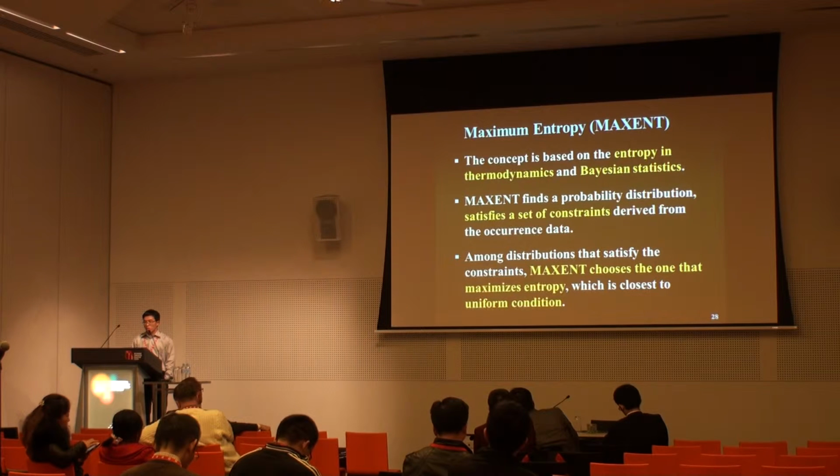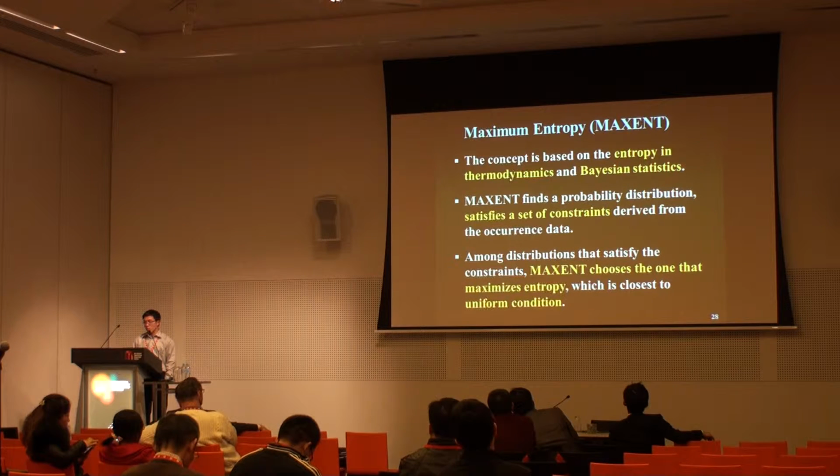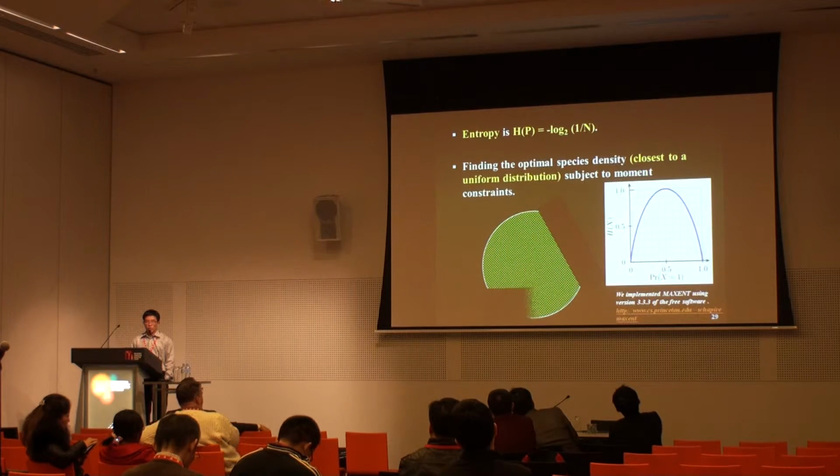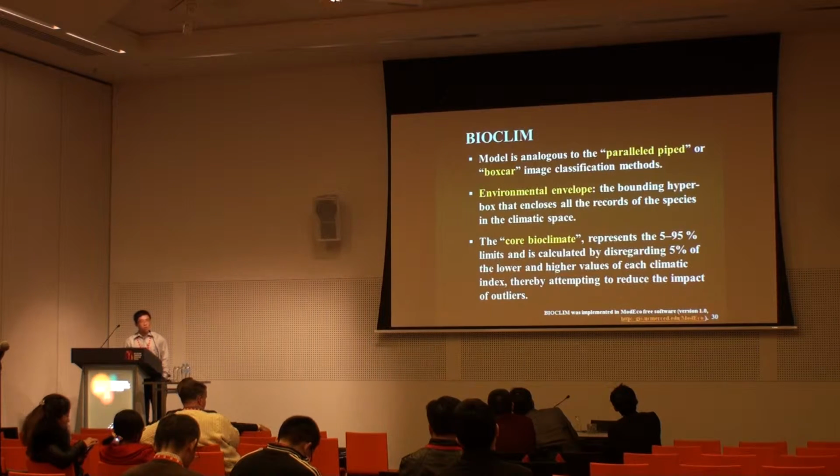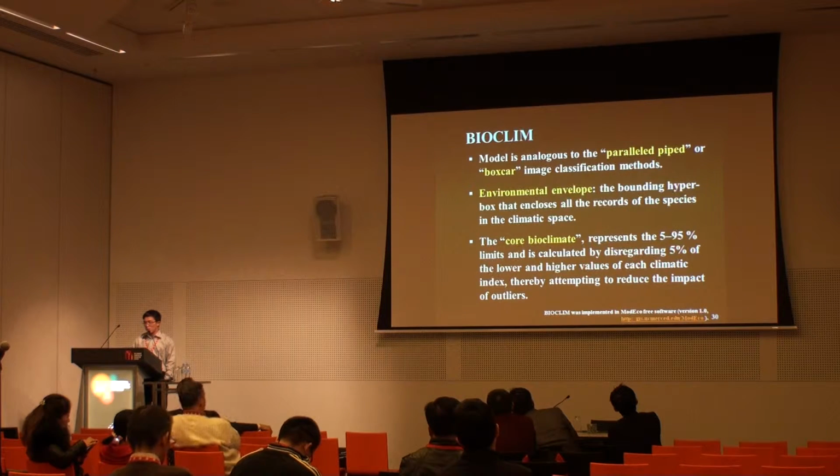And the maximum entropy, the entropy is based on the entropy in thermodynamics and Bayesian statistics. And it makes us choose the one that maximizes entropy, which is closest to the uniform condition. When we put different variables in it, we find the maximum entropy, and this is the closest to the uniform distribution. And the last one, Bioclim, is the environmental envelope.